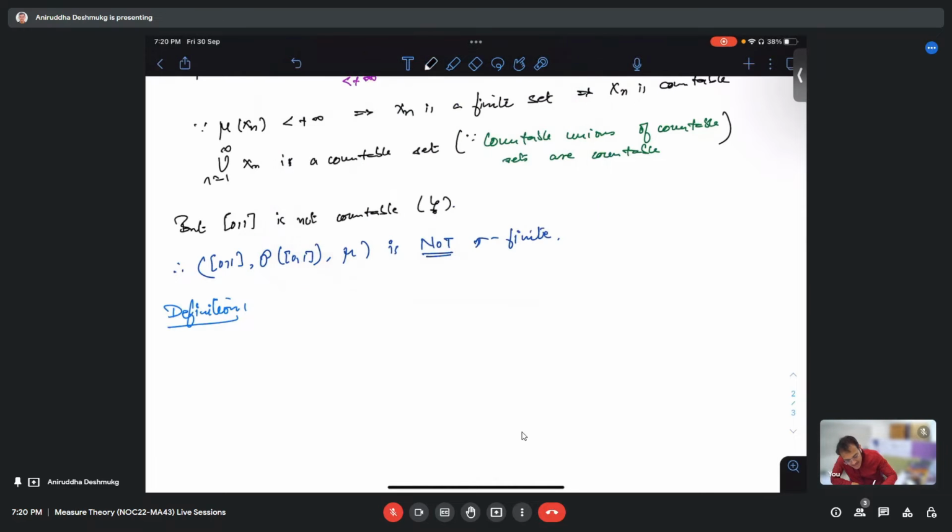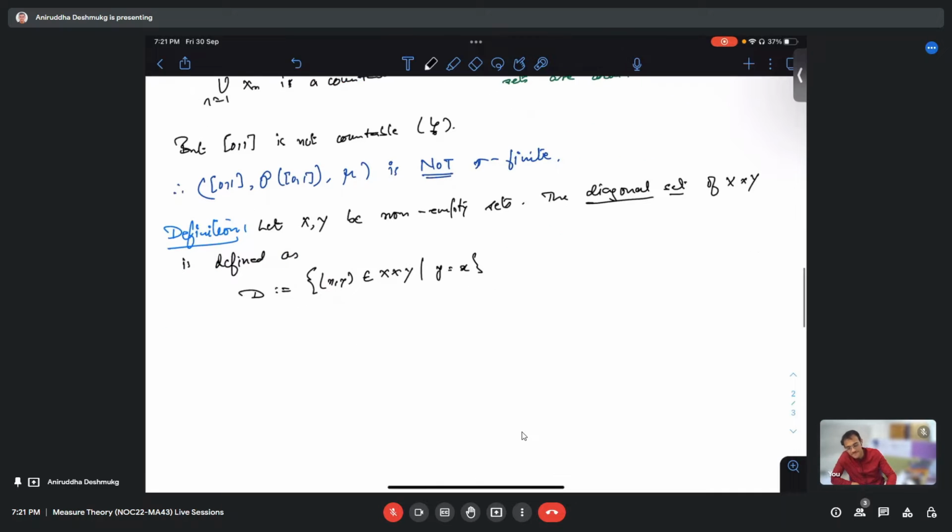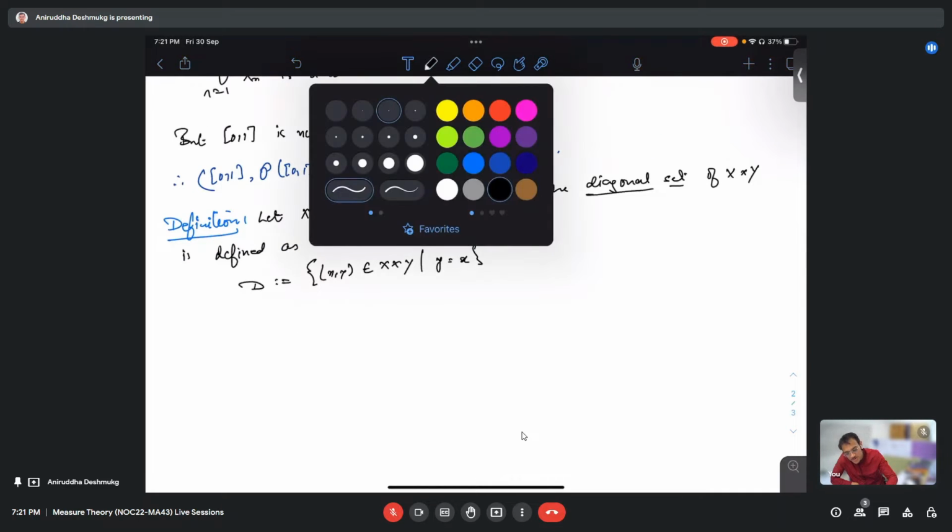Let X and Y be sets. Of course, non-empty sets, because if it is empty, then the Cartesian product is automatically empty, and there is nothing to study there. So let X and Y be non-empty sets. The diagonal set of X cross Y is defined as D, and it is given by all those pairs inside X cross Y for which both the coordinates are the same, sometimes also denoted by delta.